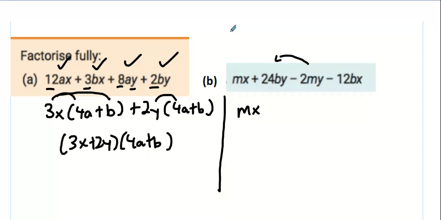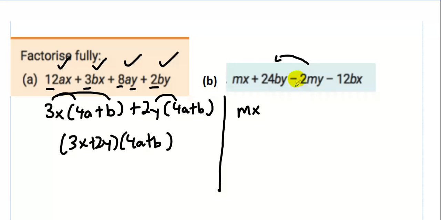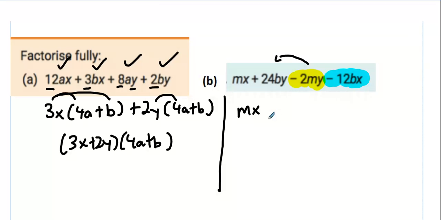Yeah. Now, lads, here's something that you're not getting. And a lot of you don't get this. That minus belongs to the 2MY. This minus belongs to the 12BX. If you move them, you move the minus with it. Okay? So go on. What do you want to move, Eric? The 2MY right there, yeah? So that's 1 and 2.